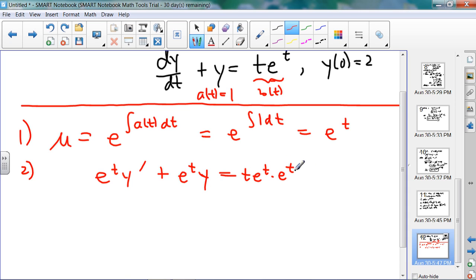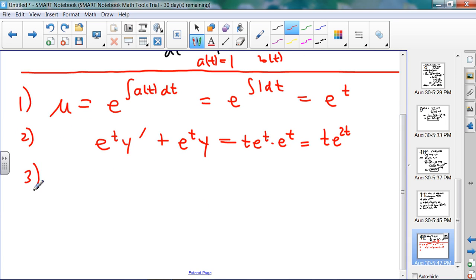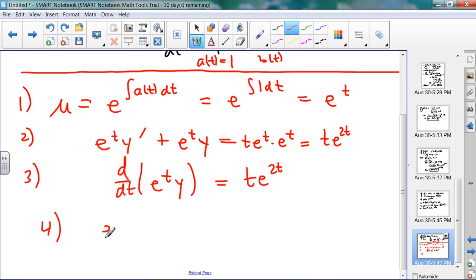And on the right-hand side, we're going to simplify a bit. So e to the t times e to the t is e to the 2t. So based on everything we just talked about, we know that this left-hand side now, and we can check that pretty easily if you ever are in doubt, is the derivative of the product of the multiplier and y. And the right-hand side is just t e to the 2t. So we can integrate both sides. And this is where, as you saw yesterday, a lot of your integration techniques come in handy.